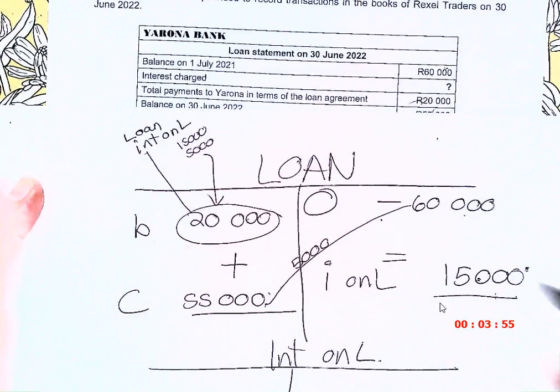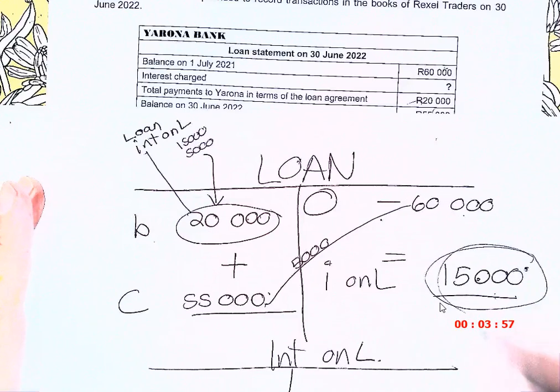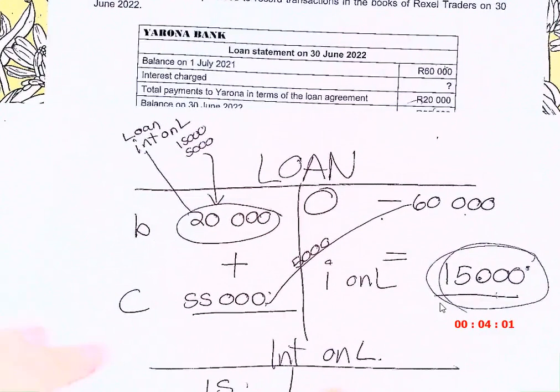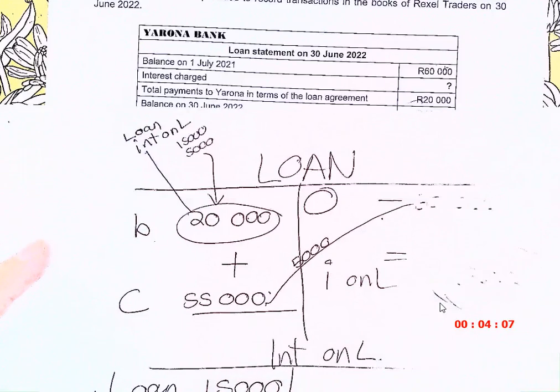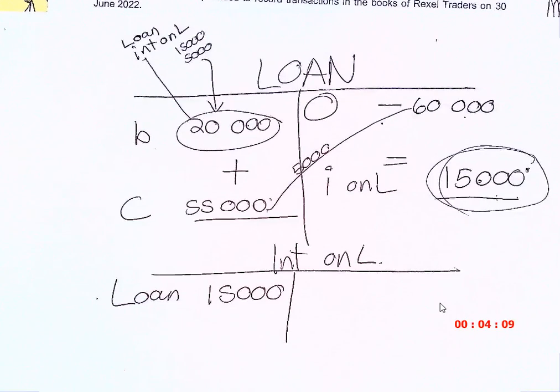So now your interest on loan goes to the income statement. And it will just go like that. So instead of saying accrued expense or bank, I will say loan. That's what it means. Okay. Is everybody with me? Okay.